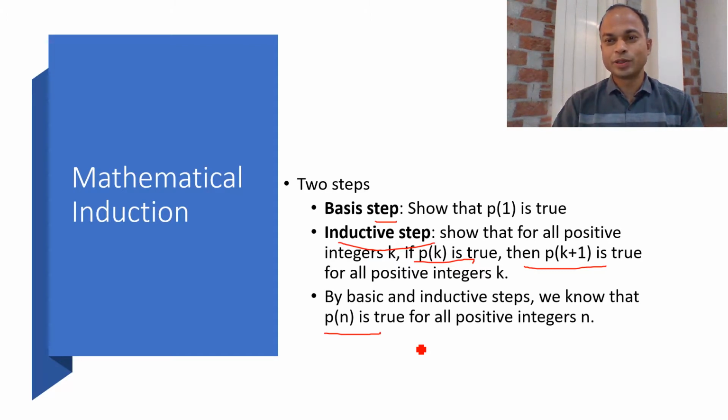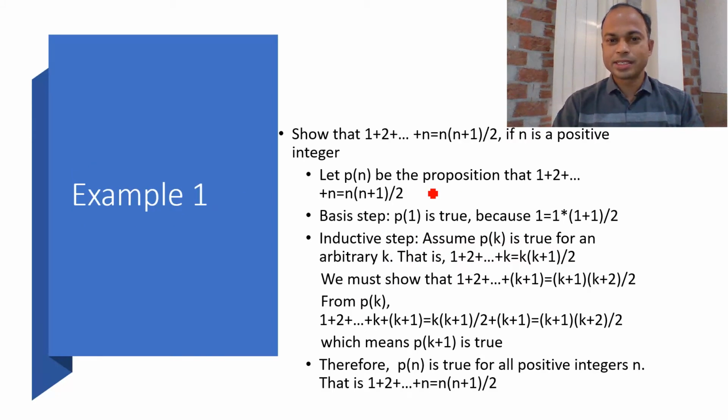In this video, I am taking a total of 6 examples, and I am going to discuss these examples one by one. Say we have a formula. We have to prove that 1 plus 2 up to n equals n times n plus 1 by 2, if n is a positive integer. So initially we have to apply step 1, the basic step.